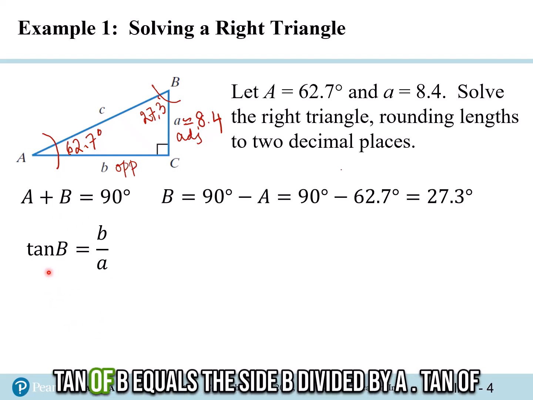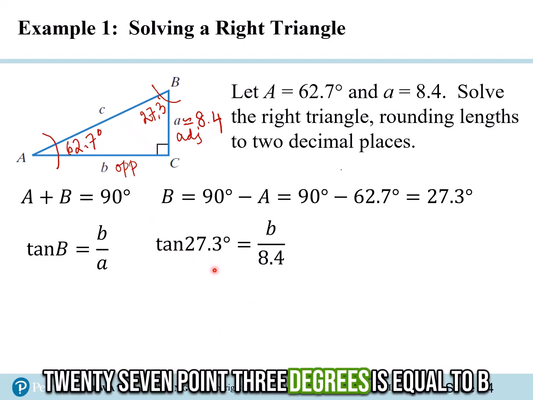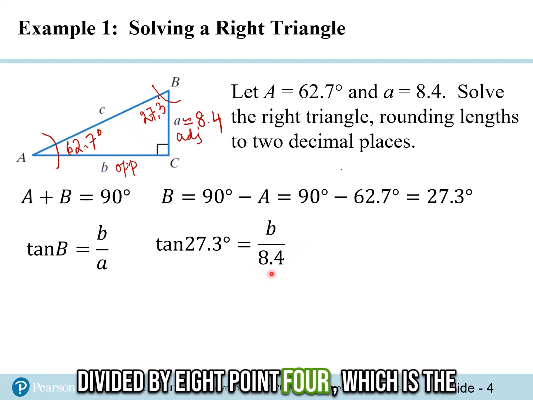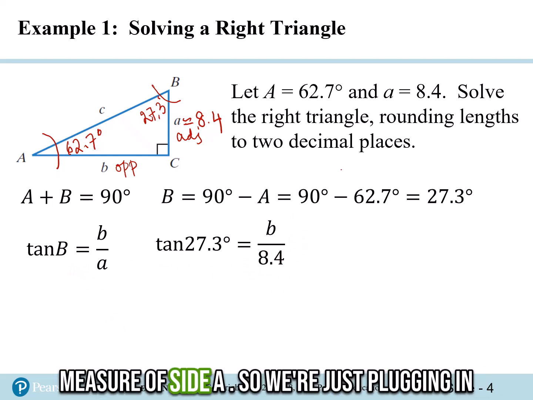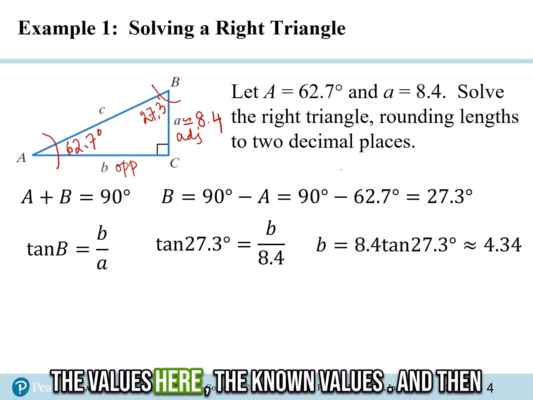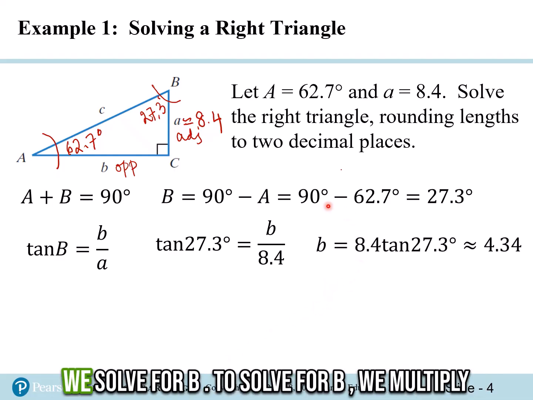So tan of B equals the side B divided by A. Tan of 27.3 degrees is equal to B divided by 8.4, which is the measure of side A. So we're just plugging in the known values here, and then we solve for B.